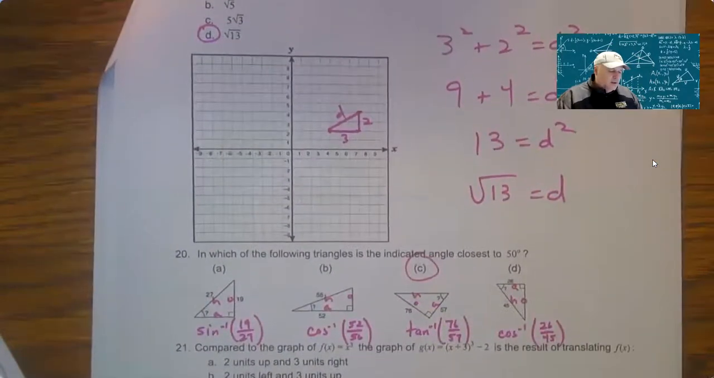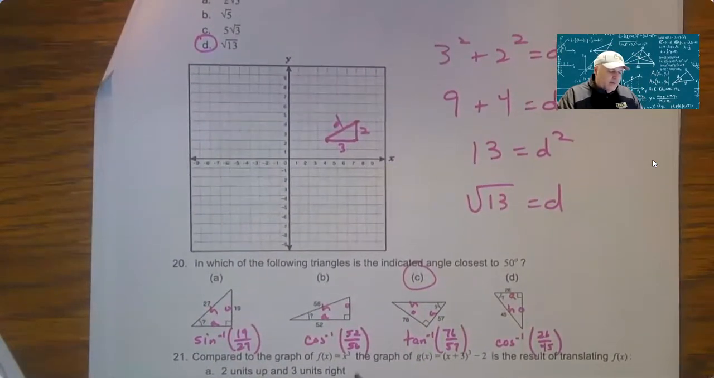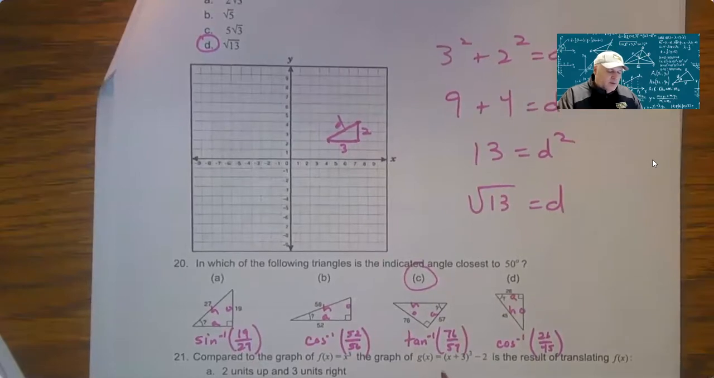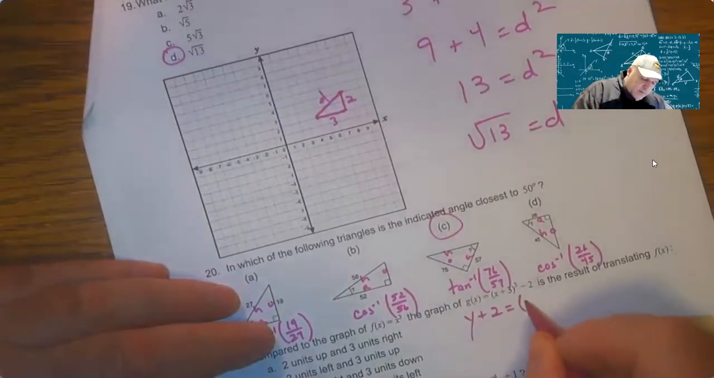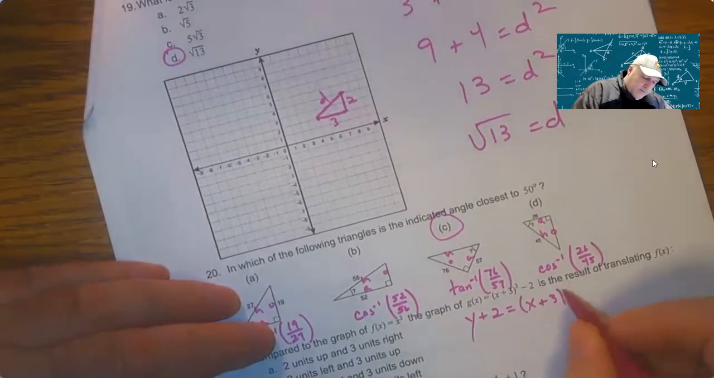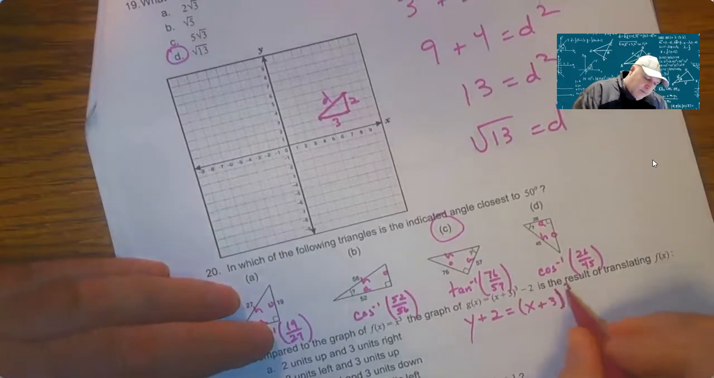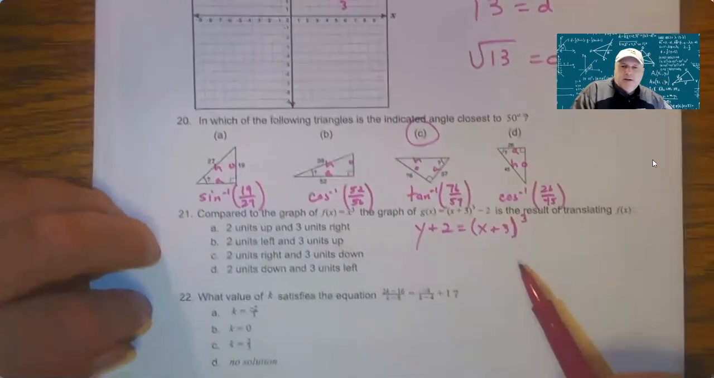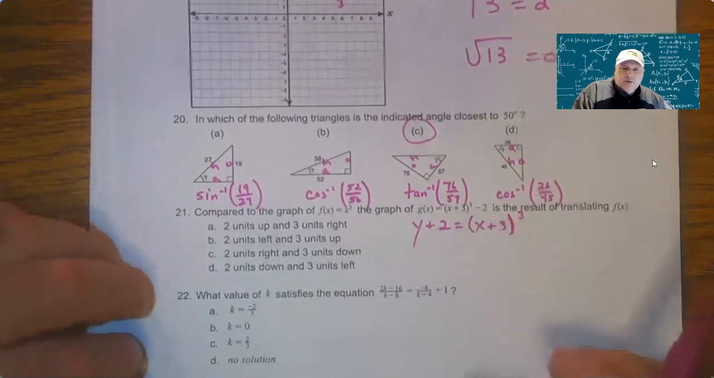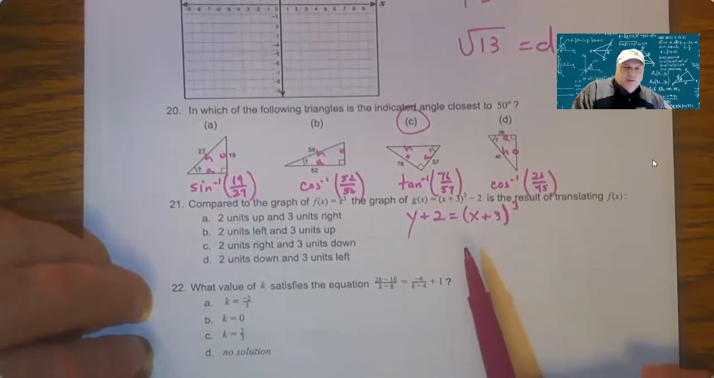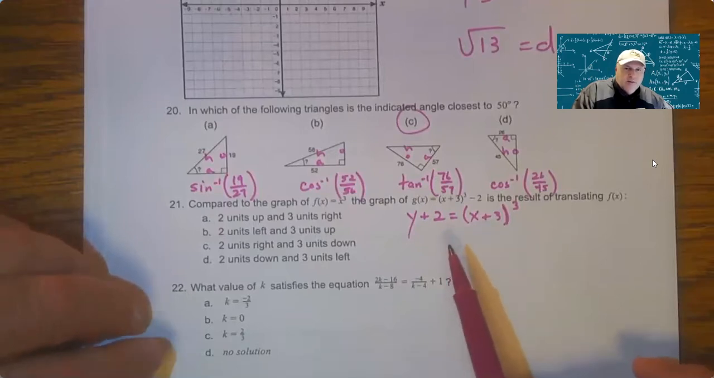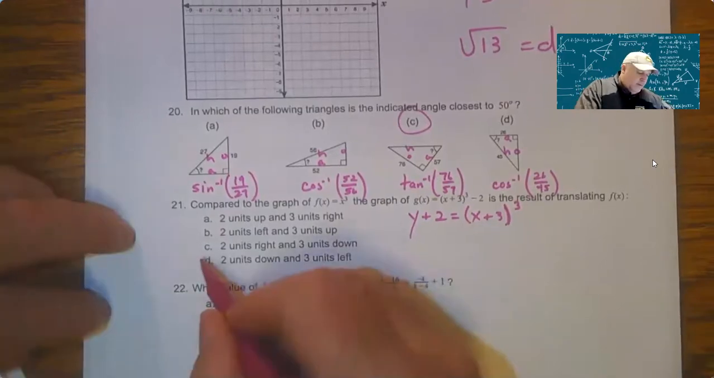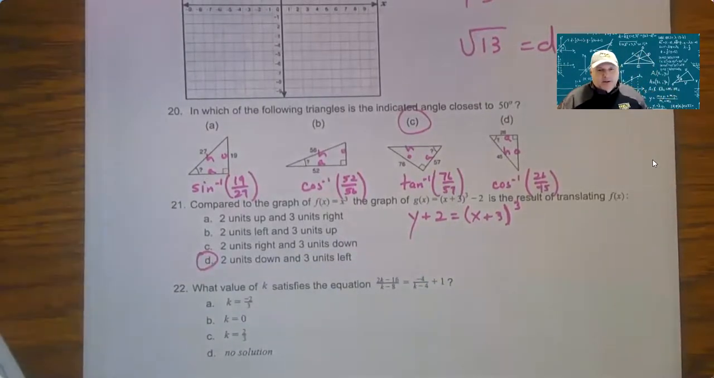Okay, 21. Compared to the graph of f of x equals x to the third, and then g of x is x plus 3 squared. So this is really like this. X cubed, I meant to say. X cubed and then x plus 3 cubed minus 2. So you started like this. So it looks like 3 to the left and 2 down. 2 down and 3 to the left, because remember, it's the opposite that you put in.